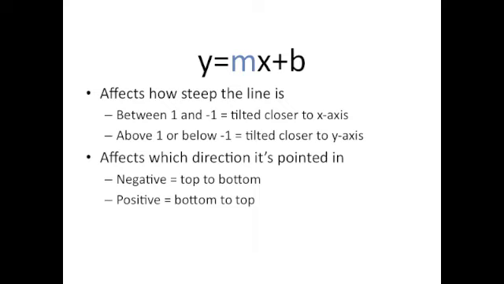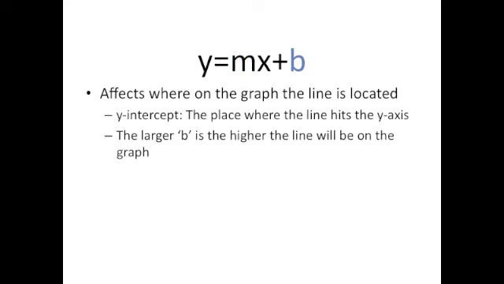M also affects which direction the line will be pointed in. If m is negative, the line will be slanted to where it is running from high to low. If m is positive, the line will be slanted to where it's running from low to high. The b variable affects where on the graph your line will be located. B represents the y-intercept, which is the place where the line hits the y-axis. This means that the larger b is, the higher your line will be on your graph.